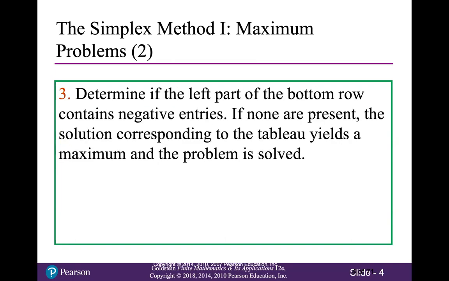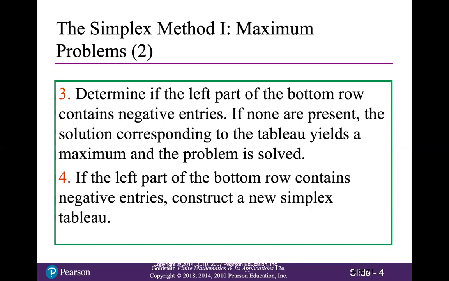Okay, now we get to the part that we did not go over in the last section. So to begin, we're going to look at the left part of the bottom row, everything except for the very last number, and see if there are any negative entries. If there aren't any, then the solution corresponding to the tableau yields a maximum and the problem is solved. So this usually will not happen in the very first step.